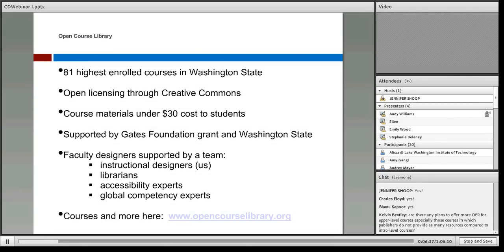And I see that Kelvin has a question here. Are there plans to offer more open education resources for upper level courses in which publishers do not provide? At this point, we're focusing on the high demand courses, which also seem to be the ones that the publishers are targeting. But I'm going to defer to my colleagues to see if they are aware of any other plans that are out there. Stephanie, Emily, or Ellen?